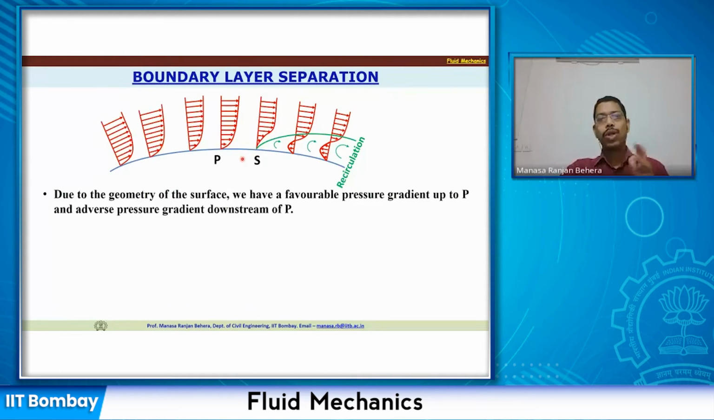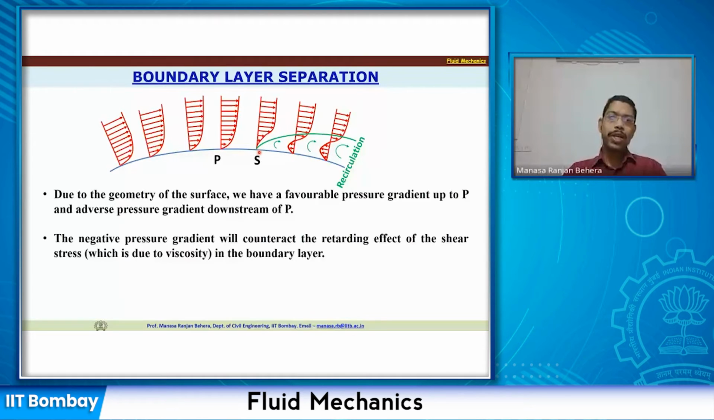Now the change in this pressure gradient from the point P is going to change the flow conditions near the wall. When you have an adverse pressure gradient beyond the point P, your flow is going to be resisted by the adverse pressure gradient. In addition, you have the shear stress, which is also resisting. So your motion is being resisted in both ways, due to the adverse pressure gradient as well as the shear stress.